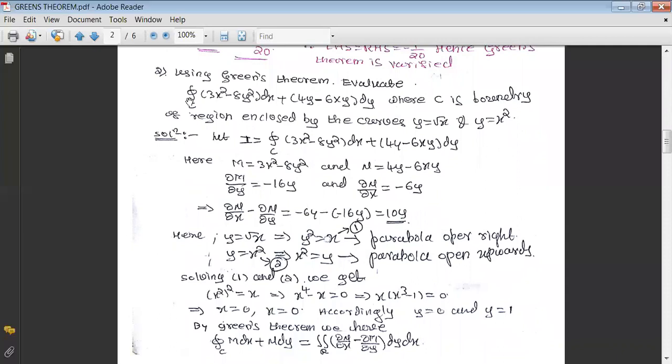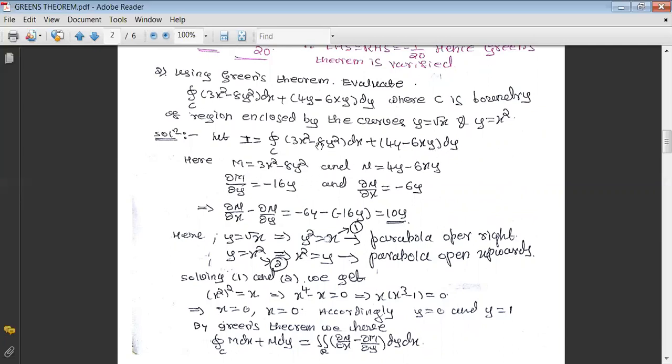Now let us go to the second example. Using Green's theorem, evaluate the integration over the closed curve C of (3x² − 8y²) dx + (4y − 6xy) dy, where C is the boundary of the region enclosed by the curves y = √x and y = x². Now let us denote the given integral as I.